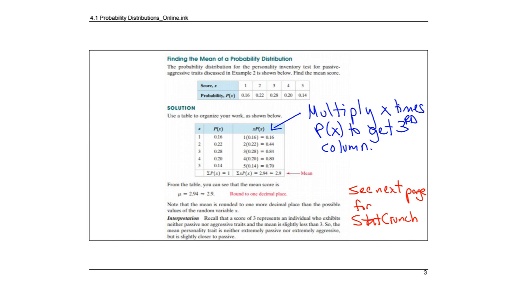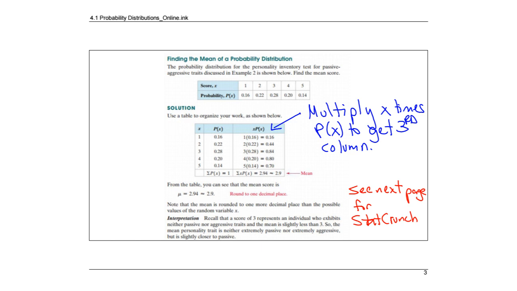Now, luckily, StatCrunch is going to take care of this for us. So we have a probability distribution here. This is for that inventory test with the passive-aggressive traits. So we had scores of 1 through 5. We had probabilities. This is the same as that other problem. We could do this by hand. This shows you how to do it by hand. But why do that when we have StatCrunch?